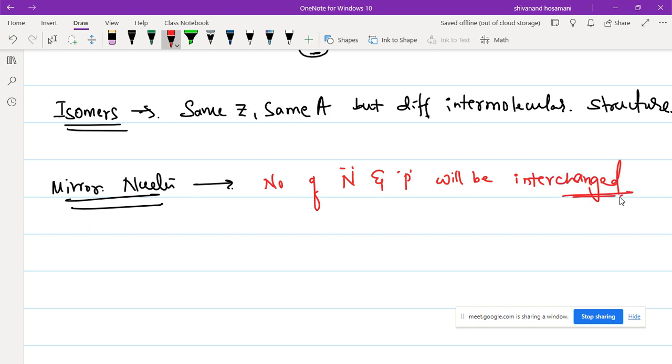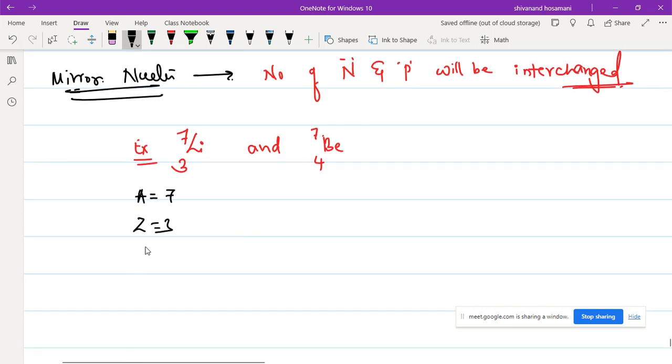How do you define mirror nuclei actually? Let us take an example. Example is lithium, with atomic number 3 and mass number 7. And similarly, there is another one, beryllium, which is 4 with 7. If you check, for lithium the mass number is 7, Z is 3, so the number of protons will be 3. Then neutrons will be 4. For beryllium, A is equal to 7 and Z is equal to 4, that is the number of protons. Therefore, the number of neutrons will be 3.